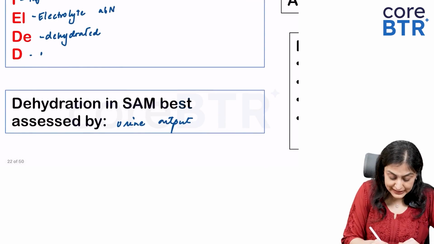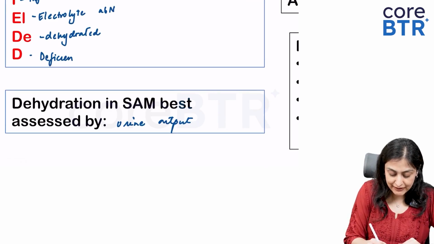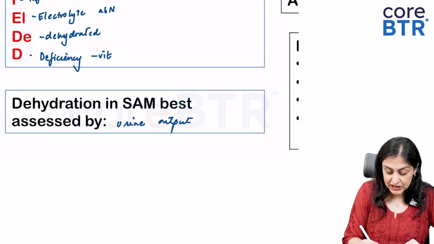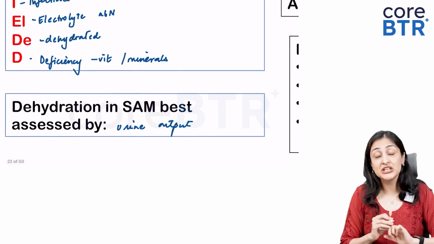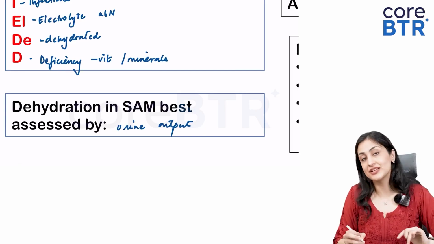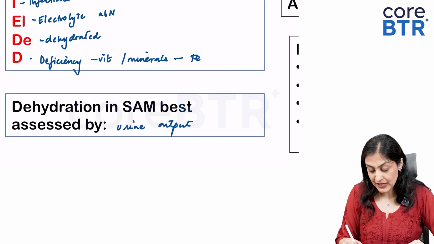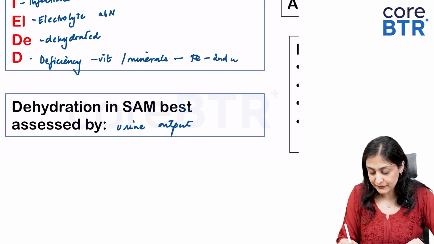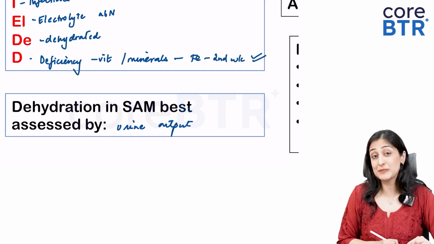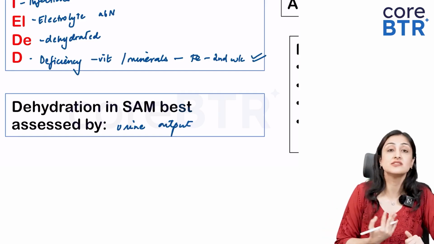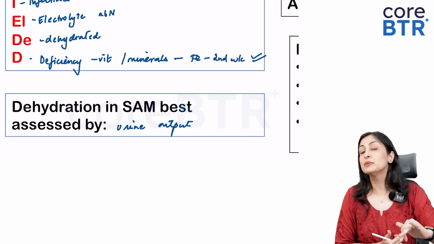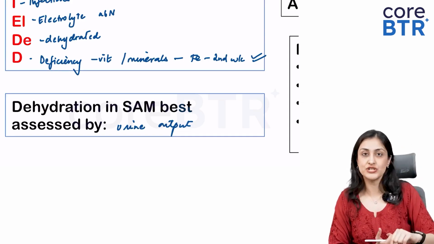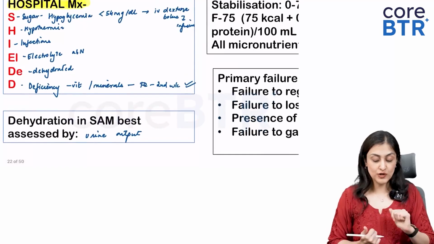And finally, deficiencies. They may have many vitamin and mineral deficiencies that we want to correct. Very, very important, you will correct everything except iron, and that's what they ask. So iron is corrected from the second week onwards, not in the first week, because we know iron tends to increase the chance of sepsis, right? So we don't want to supplement iron in the first week when we are treating SAM. Okay, so this is what is shielded.